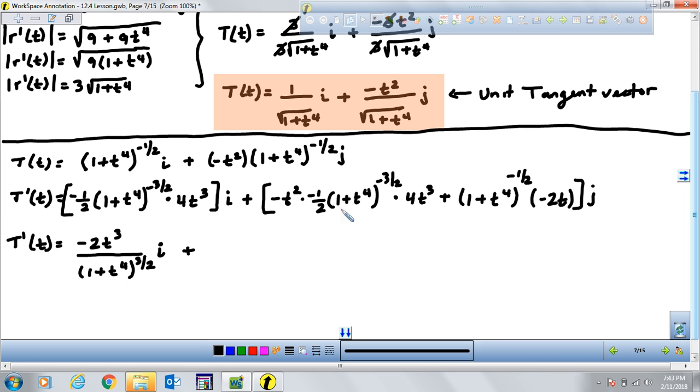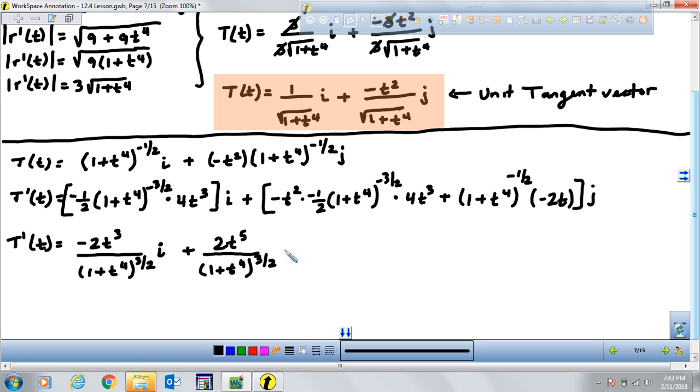On this one, we're going to have two fractions. The first one is negative 1/2 times negative t squared, which is going to be positive t squared over 2, times 4t cubed. So positive t squared over 2. 4 divided by 2 is 2. T squared times t cubed will be t to the 5th. So that would be the same as 2t to the 5th power. And since it has a negative exponent, it's going to go to the denominator. That is the same as 1 plus t to the 4th power raised to the positive 3/2.